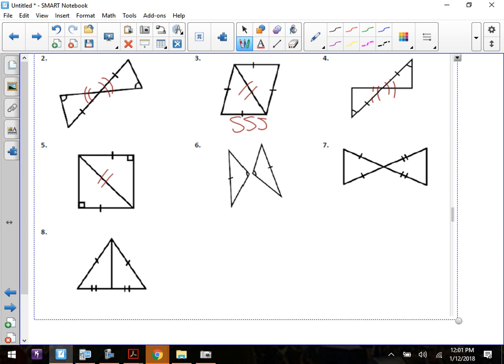6, can you do anything? 7, what do you have to do? Vertical angles again. You get?